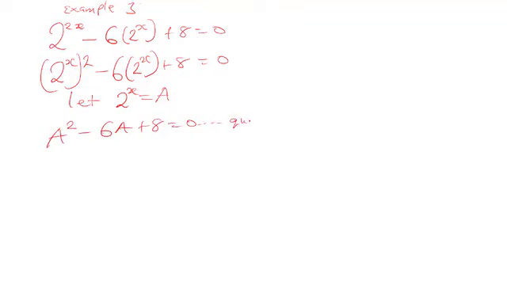We've gotten a quadratic equation. Now let's go into solving the quadratic equation. In solving this quadratic equation, what are the factors that can go into 6 and 8? I think it's minus 4 and minus 2. We are factorizing. Minus 4 minus 2 is minus 6, then minus 4 times minus 2 is plus 8. So we now have A squared minus 2A minus 4A plus 8 equals 0.